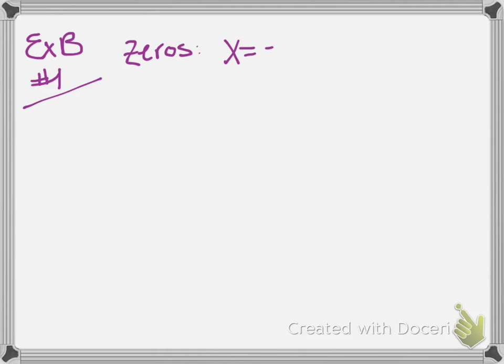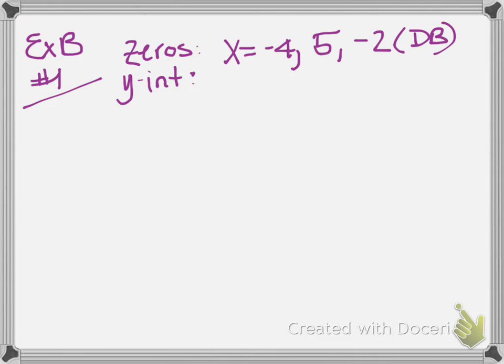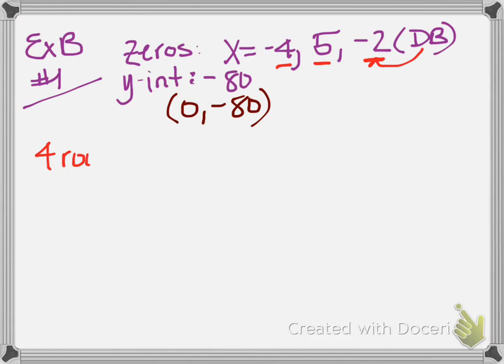So taking a look at example B, number 1, they're telling us that we have zeros at -4, 5, and -2, and they're telling us that -2, I'm just going to put dB, is double. They're telling us the y-intercept, so that's the other point they're giving us, is -80. So y-intercept being -80 means that my x value is 0 and my y value is -80. So we can count up the roots. That's another way to know what degree function we have. So we have 1, 2, 3. It looks like 3 roots, but remember this is a double, so it's actually 4 roots. So we have 4 roots, which means 4th degree polynomial.